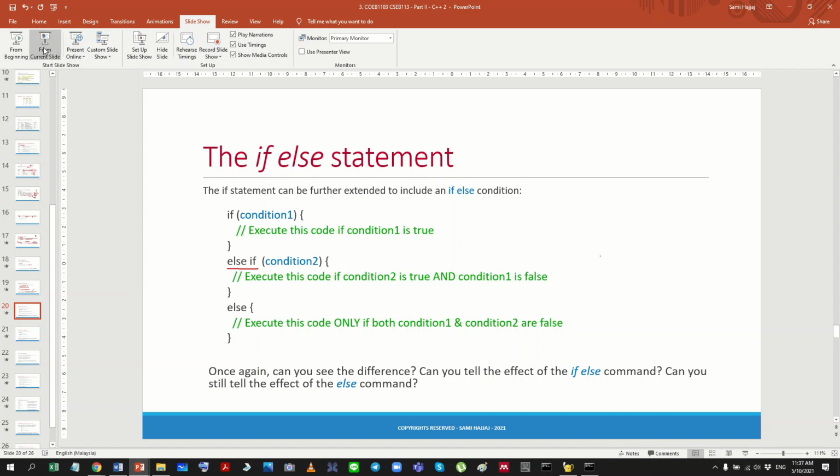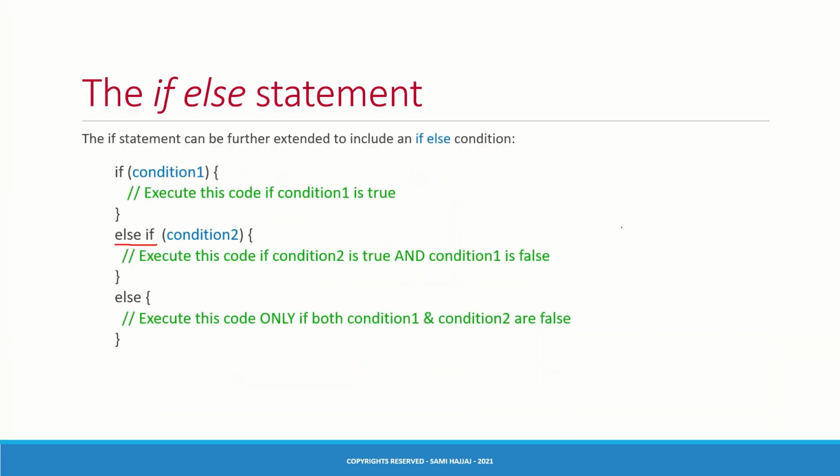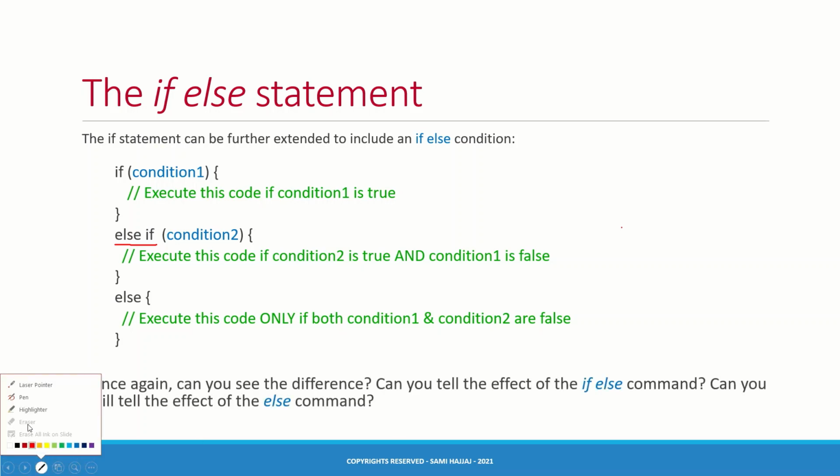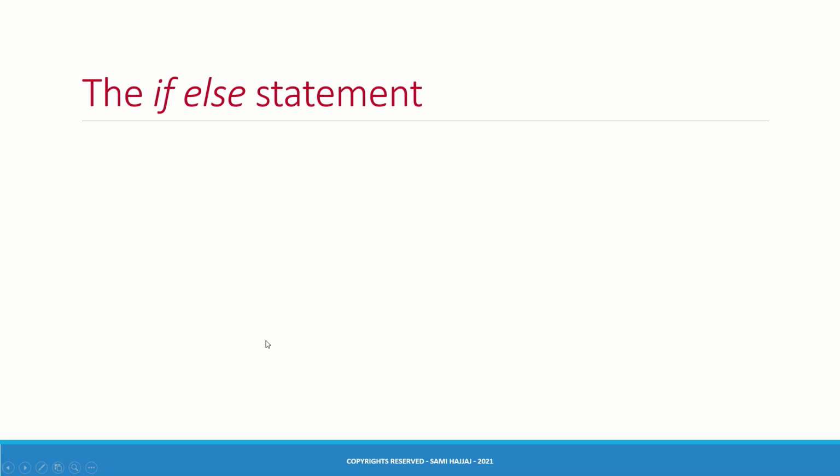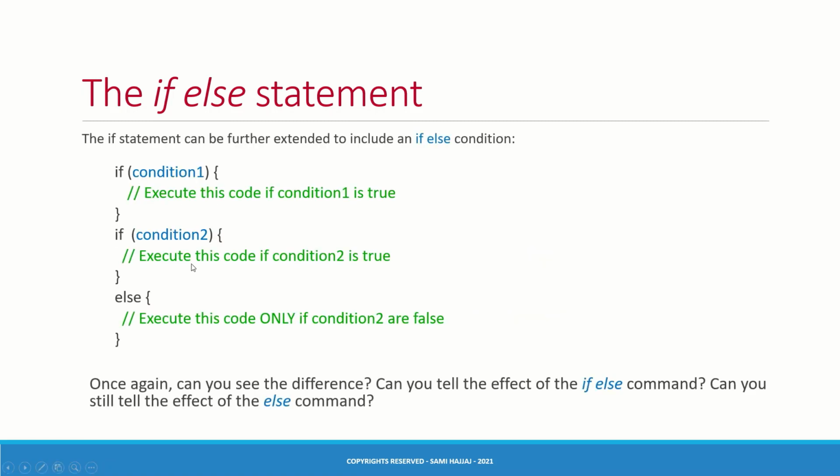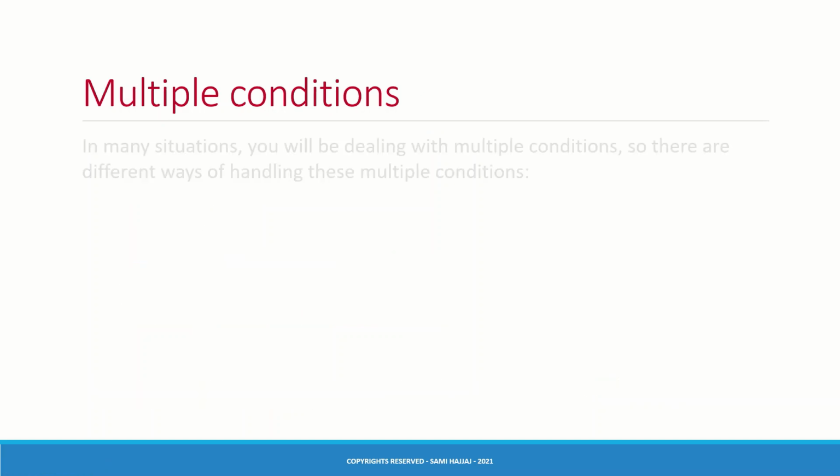So hopefully now you can see the scenario here, right? This is the scenario when you have an else statement, and this is the scenario when we don't have an else statement. So sorry, this is the scenario when we have an else, and now this is the same scenario when we don't have an else. So these two conditions are actually independent of each other.